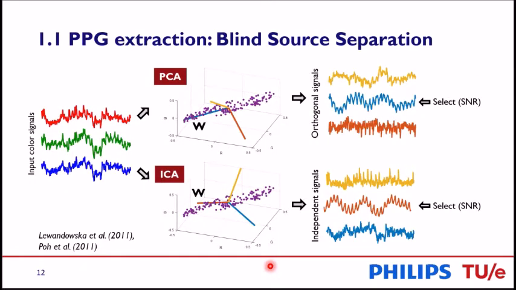A very intuitive way to do the signal demixing is to use blind source separation, such as the well-known PCA and ICA methods. The idea is to use a data-driven approach to estimate a projection space, either an orthogonal projection space or an independent projection space, to project the signals onto different directions. Then on the different directions, we can select the component that is most likely to be the pulse signal as the output. For the selection, we can use, for example, the SNR as the metric.